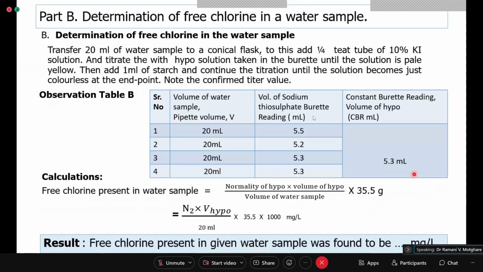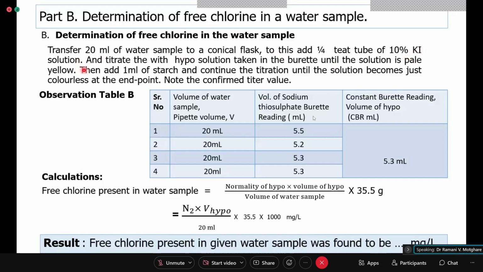Now coming to the second part, determination of free chlorine in the water sample. Here we take 20 ml. You are supposed to transfer 20 ml of water sample to a conical flask, and to this add a 1/4 test tube of 10% KI solution. This is sufficient for 20 ml also, because 10% means quite concentrated. So 1/4 test tube is sufficient.